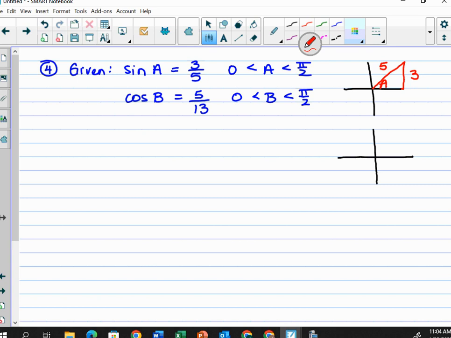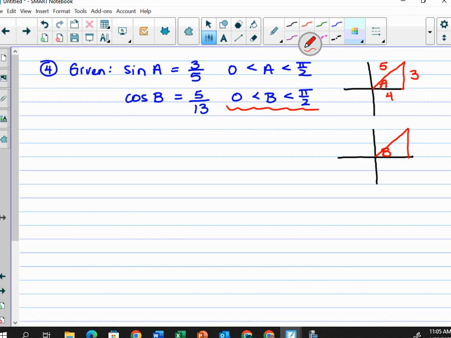Okay. What is the other side of that triangle? 4. What quadrant is triangle B in? Also the first quadrant. How did you know it wasn't another triangle? Do you see how it says 0 is less than B is less than... This over here is what tells you the quadrant.